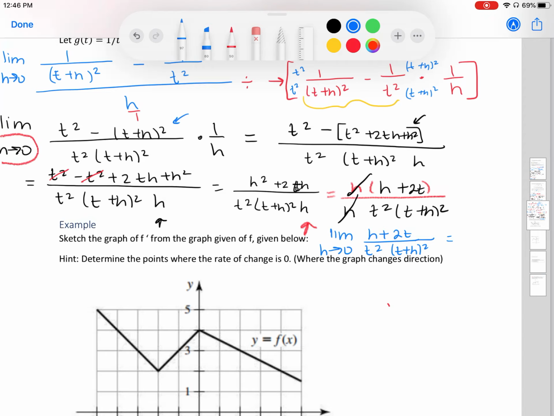So I have 0 plus 2t is just 2t. t squared plus, well, my h is 0, so I have t squared. t squared times t squared is t to the 4th.